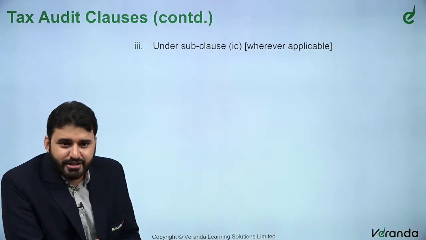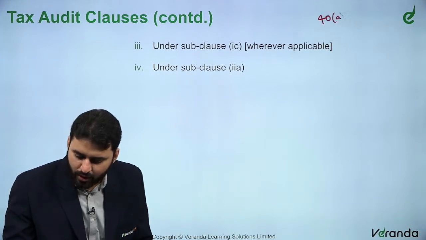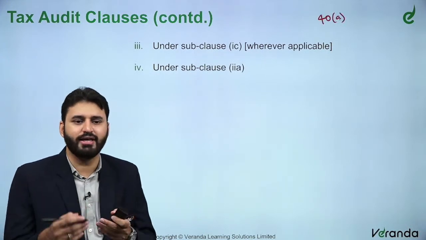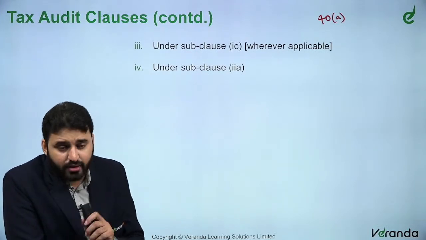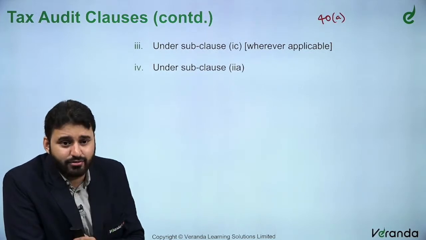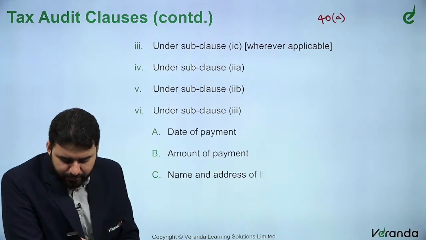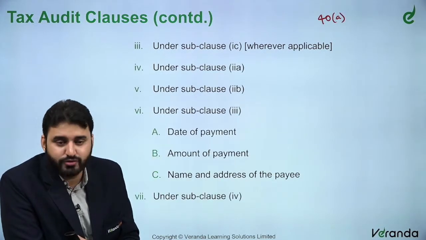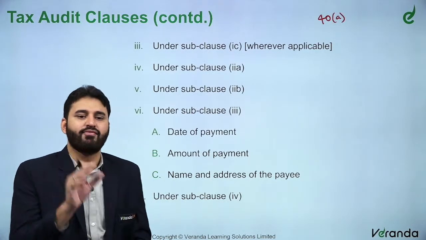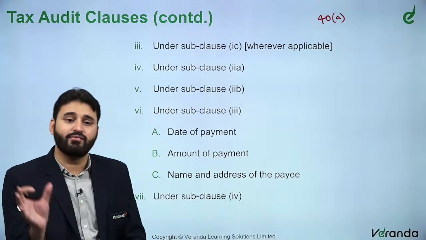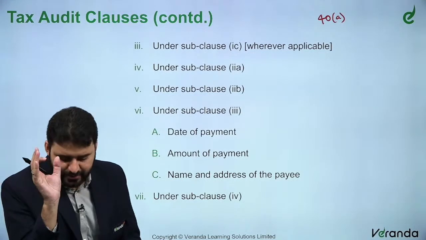Subclause (ic) is for fringe benefit tax. All these are different subclauses of 40A(1), which talk about TDS only. Subclause 2(b), subclause 3: date of payment, amount of payment, name and address of the payee. Under subclause 4, you just have to know the overall scheme: if I am not deducting TDS for any kind of payment for which I am supposed to deduct, that entire amount will get disallowed for the purpose of computing income under the Income Tax Act.